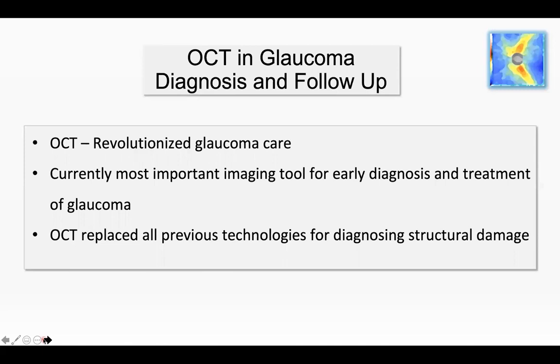OCT revolutionized glaucoma care. Currently, it is the most important tool for early diagnosis and treatment of glaucoma, and it replaced all previous devices for diagnosing structural damage and became the gold standard. As a glaucoma specialist, I have been fascinated with this incredible technology for the last 15 years, as it revolutionized glaucoma care completely.